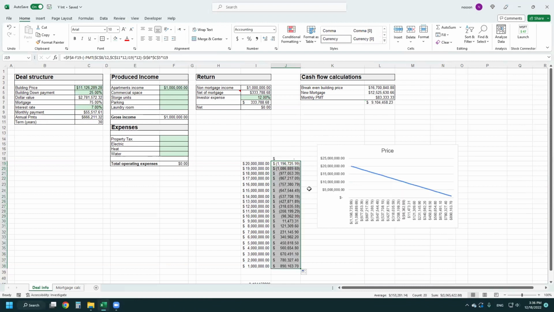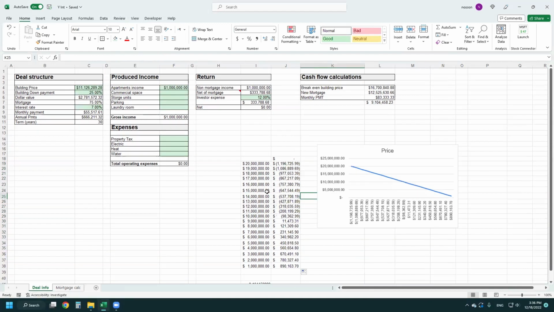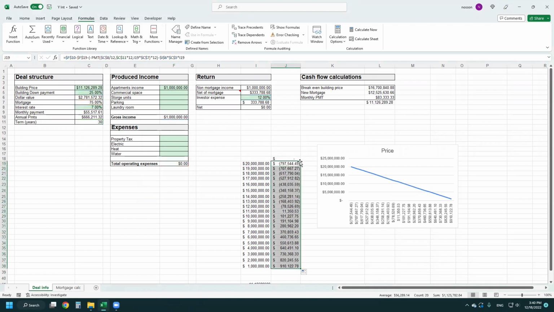I could be wrong, but it's a y-intercept of 9 million. I think I got something a little bit wrong. I think I caught it. I forgot to multiply my price by the mortgage. And also I caught this here. This should do it. Yes. So there you have it.